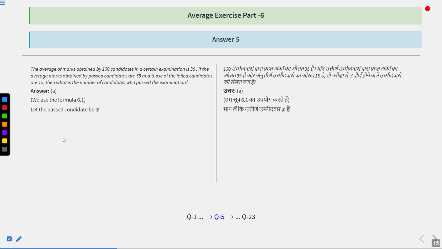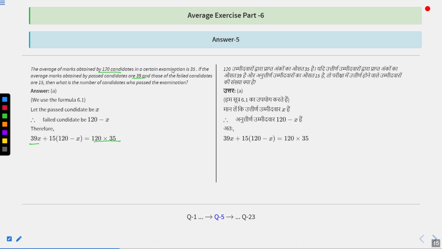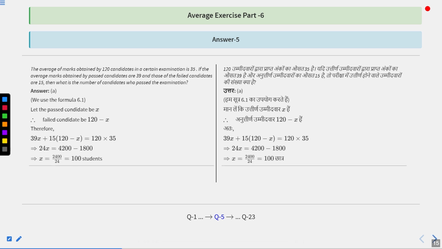We are going to use formula 6.1. Let the passed candidates be x. So failed candidates will be 120 minus x, because total candidates are 120. According to the question, we can write 39 into x plus 15 multiplied by 120 minus x is equal to 120 multiplied by 35, because the total average of the 120 candidates is 35. The average of x candidates, the passed candidates, was 39 and the failed candidates got 15 marks on average. So we calculate this and get the value of x. So x becomes 100. So passed candidates are 100 students. Clear? Next one.